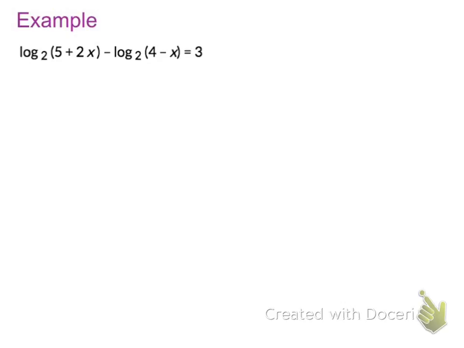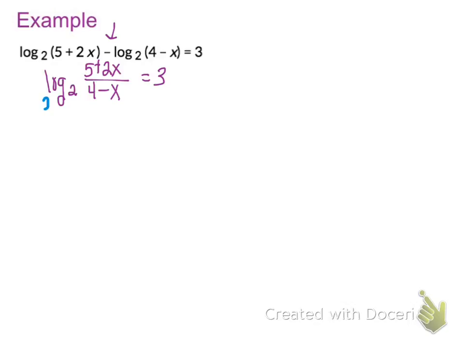Here's another example in which we will have to use a logarithm property, because remember, you have to condense that logarithm first before you can begin to solve. So I'm going to go ahead, and because it is minus, I'm going to change that to being a quotient. So I have log base 2 of 5 plus 2x divided by 4 minus x, and that's going to be equal to 3. So now that I have it condensed down to one logarithm, I'm going to go ahead and get rid of that logarithm base 2.